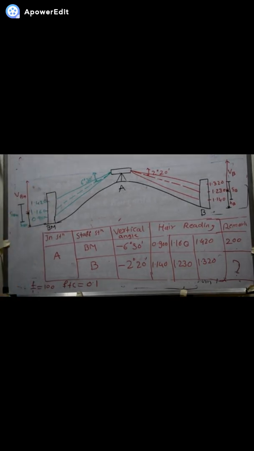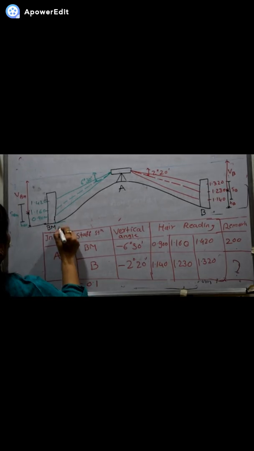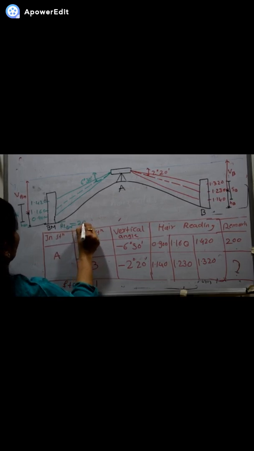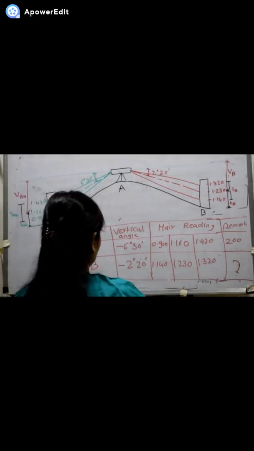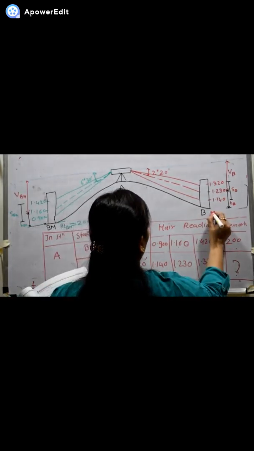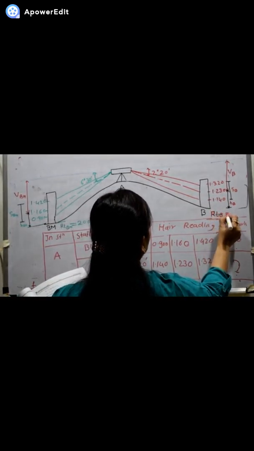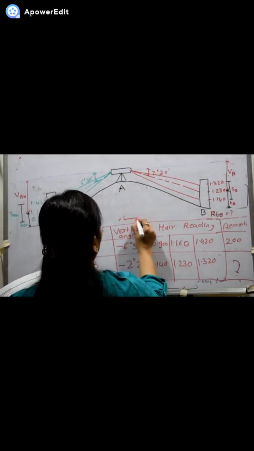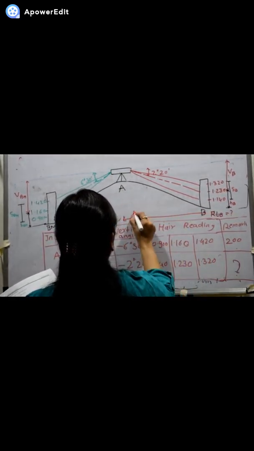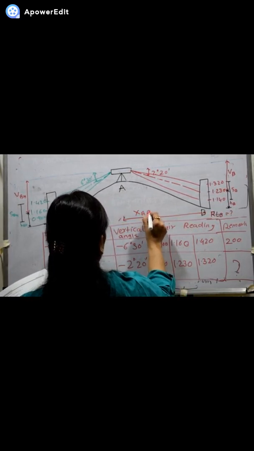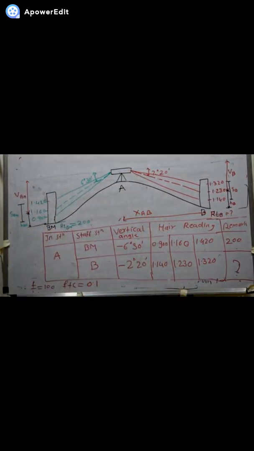In the problem, they have given the RL of BM. This RL of BM is equal to 200. We have to find RL of B, and we have to find the horizontal distance AB. This is how we have drawn the sketch based on the data which is taken from the field.